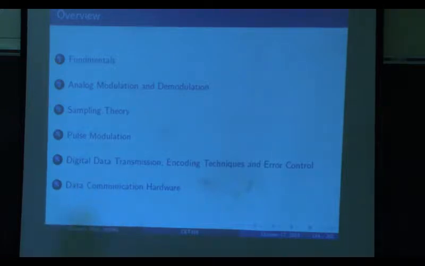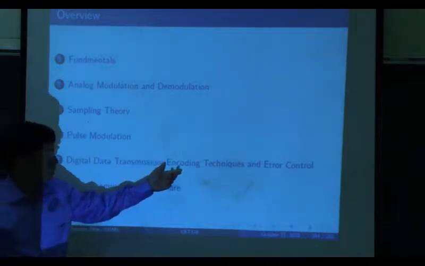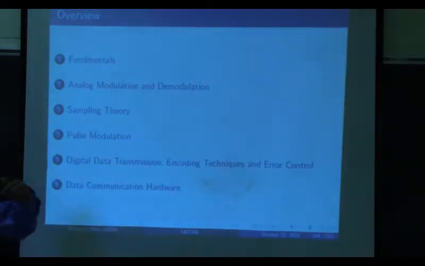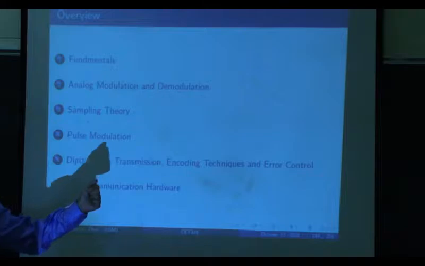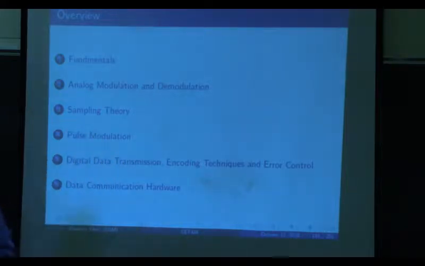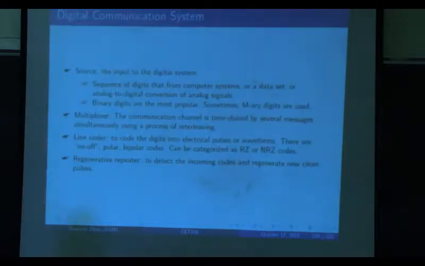Today we are going to discuss almost the last chapter, digital data transmission. In the next class we are going to discuss encoding techniques and error detection. Then the next time will be error correction. So that's all. This class is relatively easy compared to what we discussed before. There are a lot of facts, not too many theories.